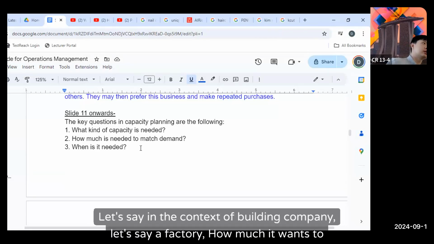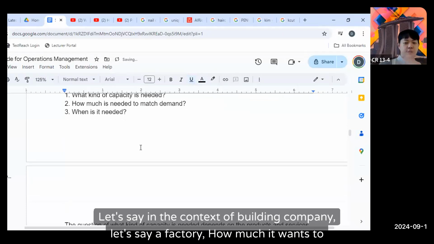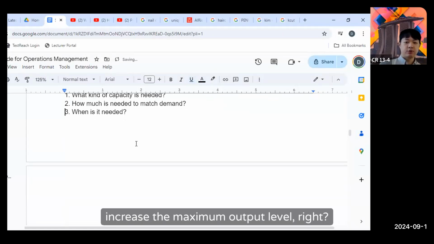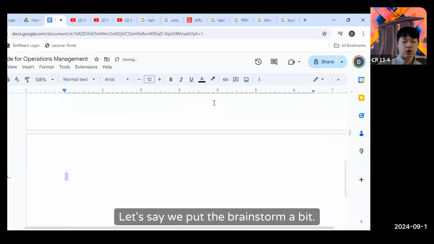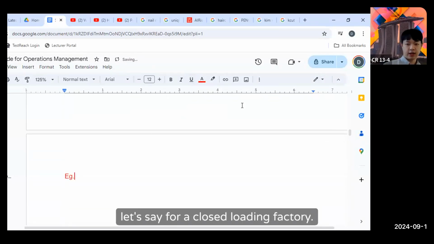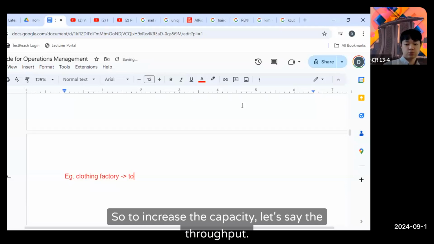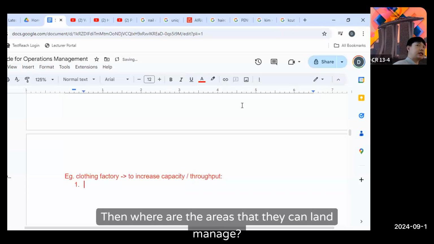Let's say in the context of a clothing company, let's say a factory, right? How much it wants to increase the maximum output level, right? Which areas can it look at? Let's say we were to brainstorm a bit. Let's say for a clothing factory, to increase the capacity, let's say the throughput, then where are the areas that they can look at?